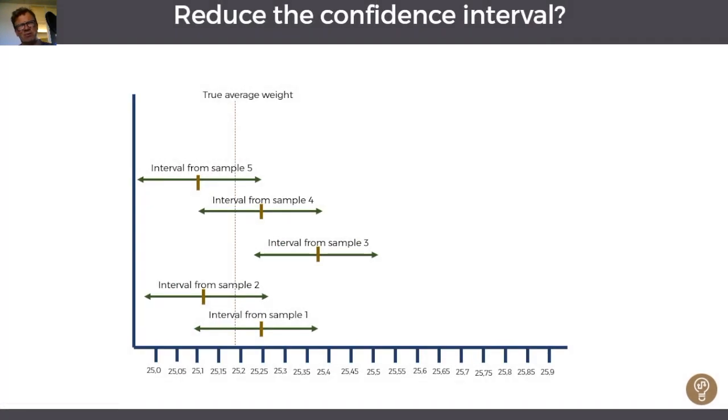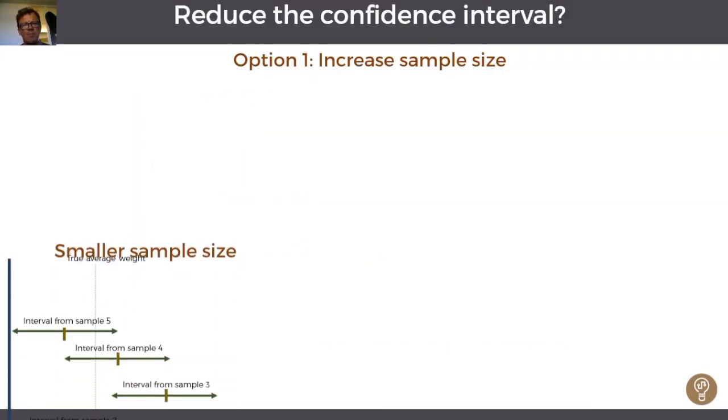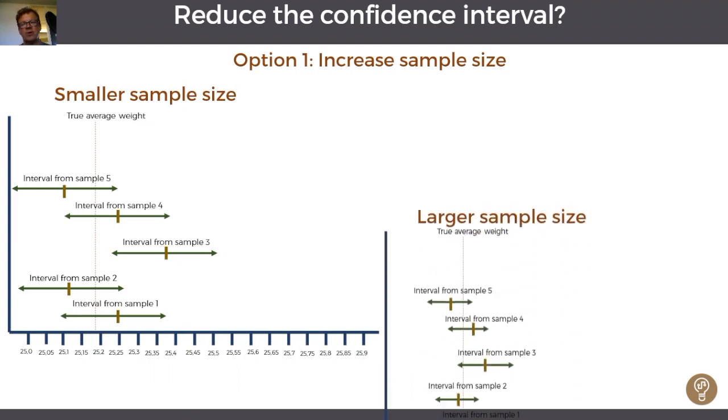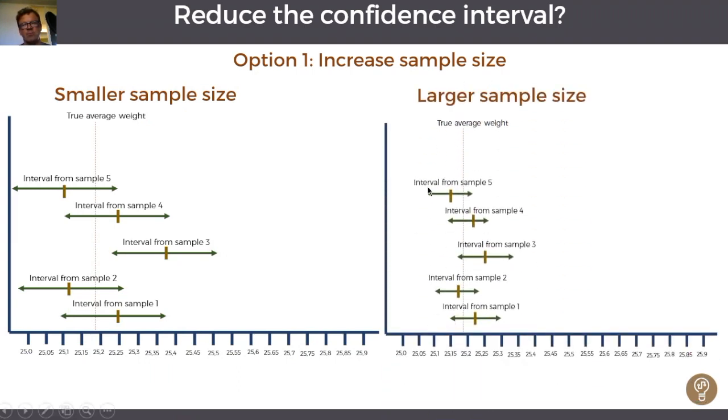Well, if you want to reduce the confidence interval, option 1 to do that is to increase the sample size. What will happen if you increase the sample size? Well, the average of the sample will be closer to the true average. And when you research the entire population, you will hit the exact true average. So that is what's happening when you enlarge the sample size.